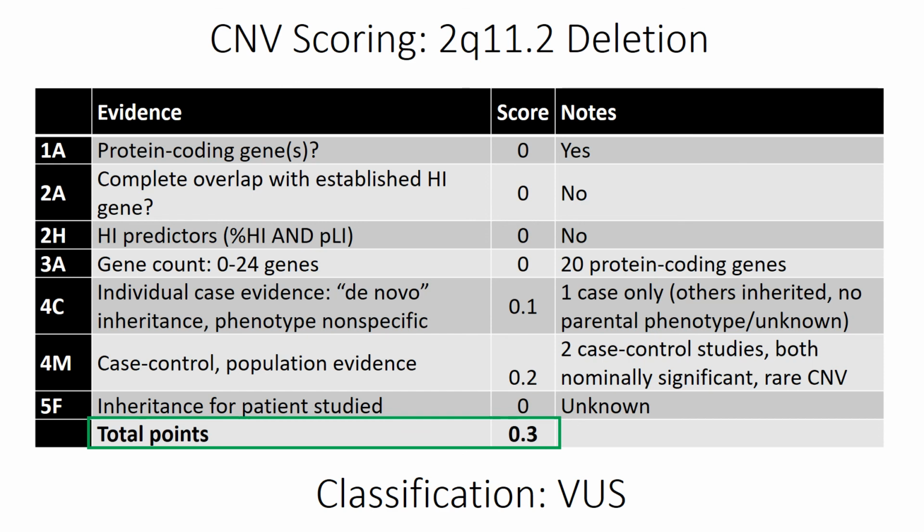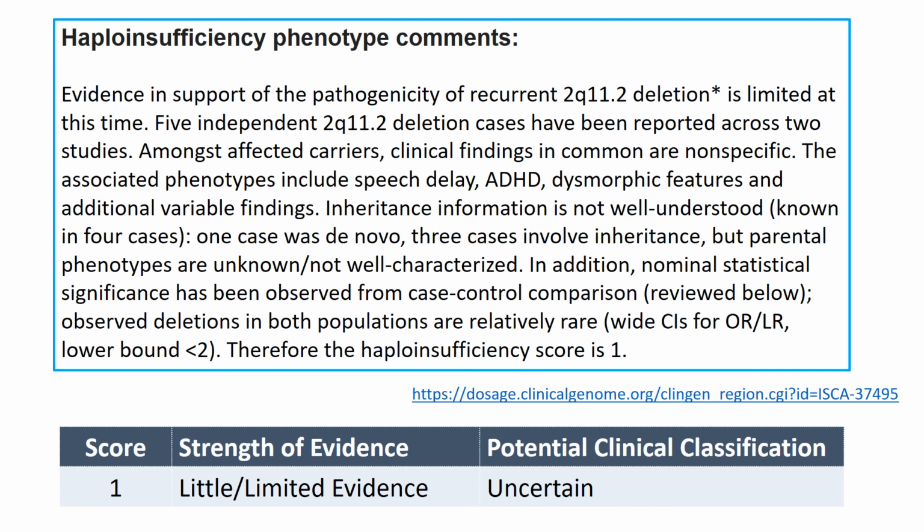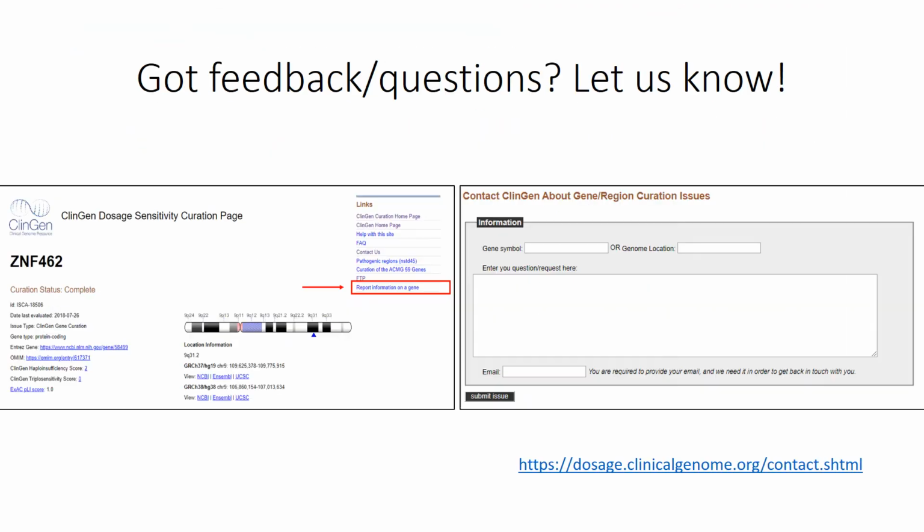However, coming back to the 2q11.2 deletion, with limited evidence overall, the classification of this variant was calculated as VUS. This evidence corresponds to the 1 score provided in the region curation article on the dosage sensitivity map website. Our goal in the recurrent CNV subgroup is to continue to update recurrent CNV curations using a scoring system analogous to the clinical CNV interpretation metric.